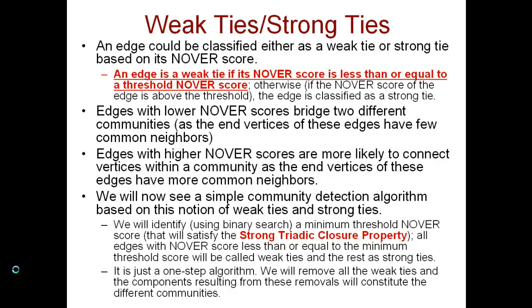Okay. So now we previously saw the Girvan-Newman algorithm, which is an optimal algorithm in the sense that it gives you very good modular communities, but it goes through a sequence of iterations. So now we'll look at a simple community detection algorithm based on this notion of weak ties and strong ties. We'll use a binary search approach to identify that minimum threshold NO score. And what is that minimum threshold NO score? It should be a NO score that will make the graph satisfy the strong triadic closure property.